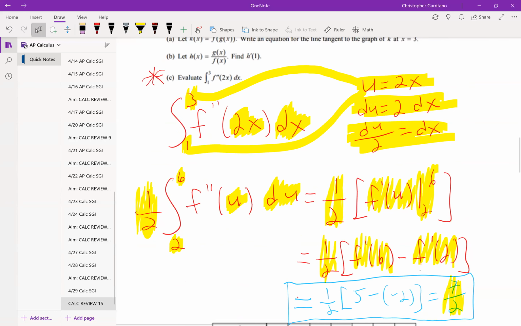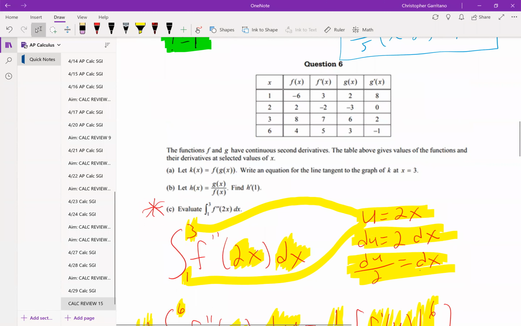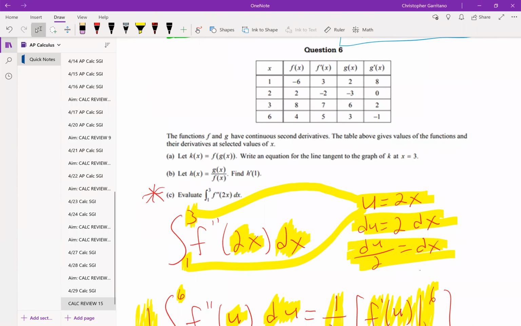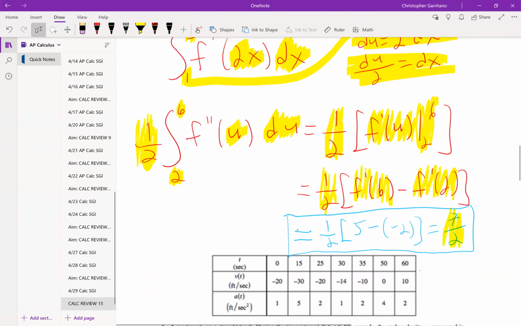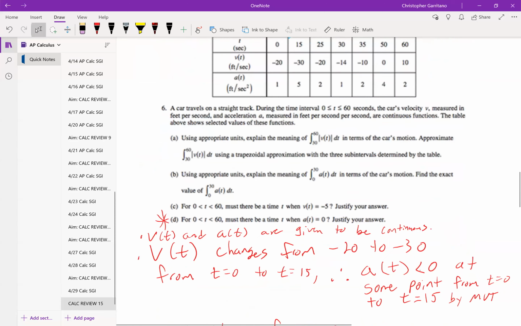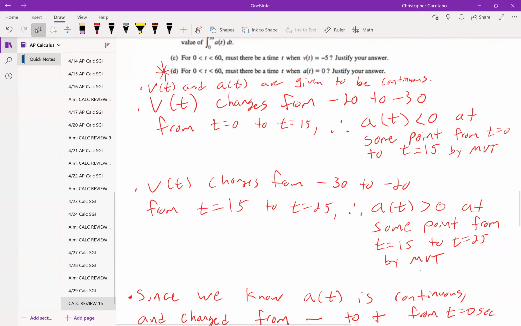I'm just double checking my table value lookup skills. Yeah, that looks good. Okay. All right, so your final answer will be 7 over 2 there. All right, and let's see. All right, second to last.